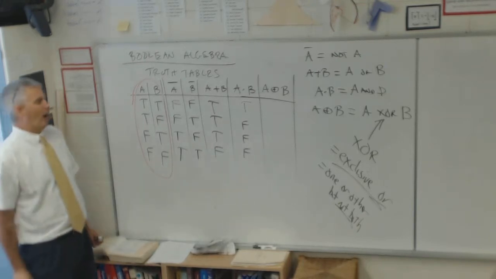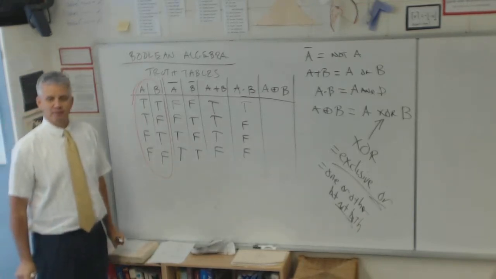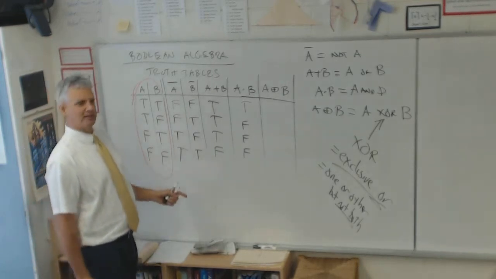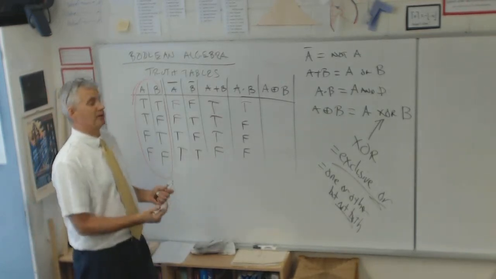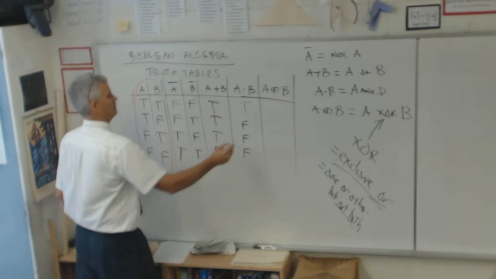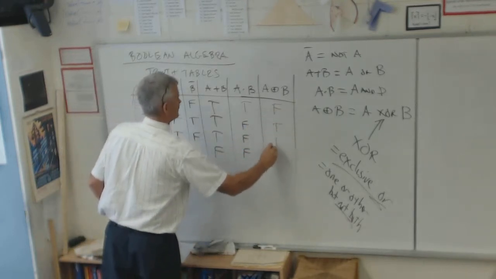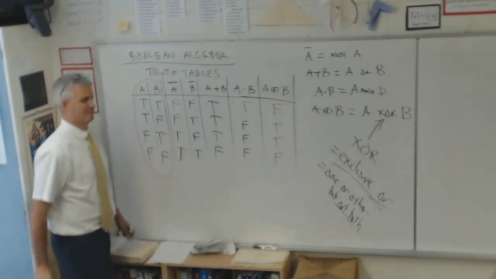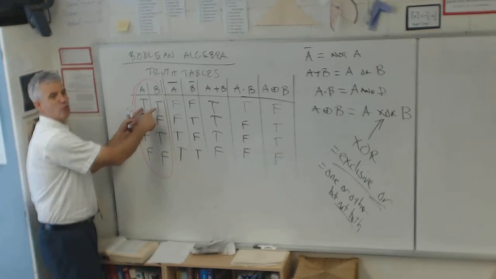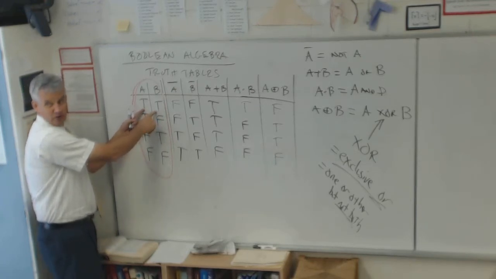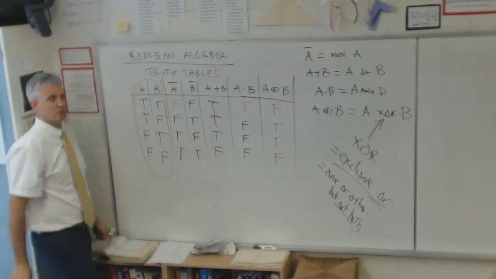Okay. How about A XOR B? Did anyone catch on what the XOR means? Exclusive OR means it's one or the other, but not both. Ruthie? False, true, true, false. Excellent. The first one's no good. We had to have one or the other true, but not both. Sometimes we want that question.